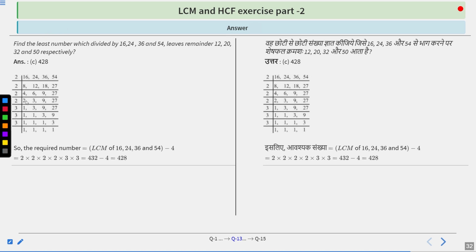So for finding the LCM, we have used the common division method. That is 2, 2, 2, 2, 3, 3, 3. So the LCM is 2 into 2 into 2 into 2 into 3 into 3. And formula 1.2 says that the required number is equal to LCM of numbers minus common difference. That was 4. So LCM of 16, 24, 36 and 54 minus 4 is the required number. So we have written 432 minus 4, that is 428. Option number C is the correct answer.